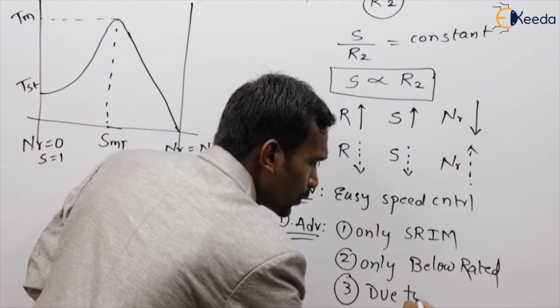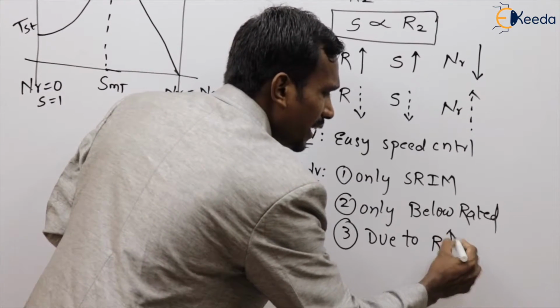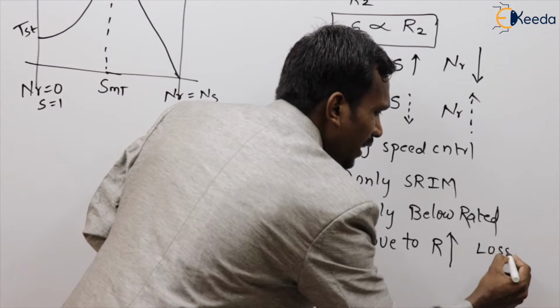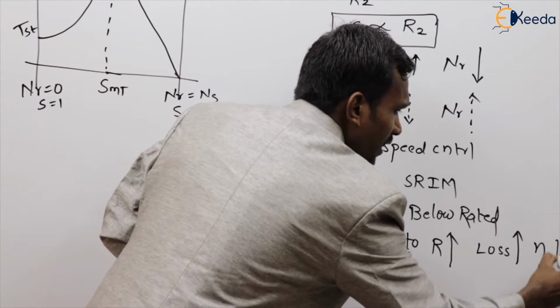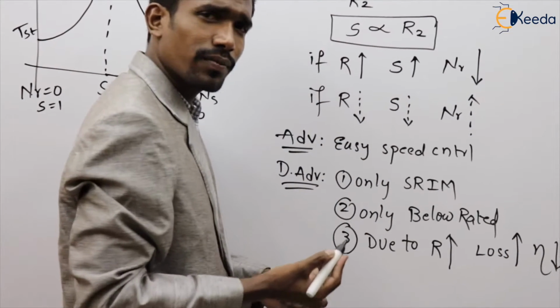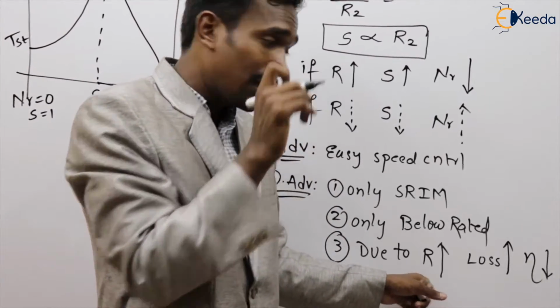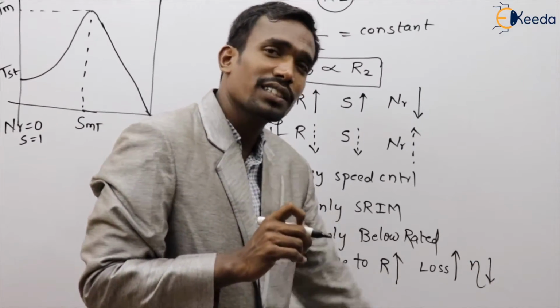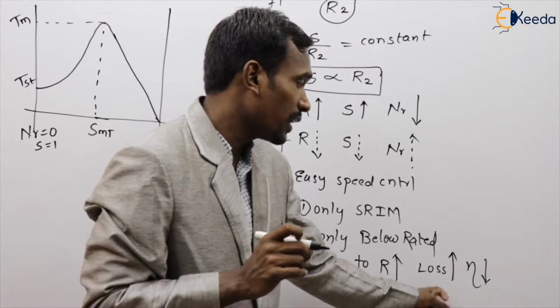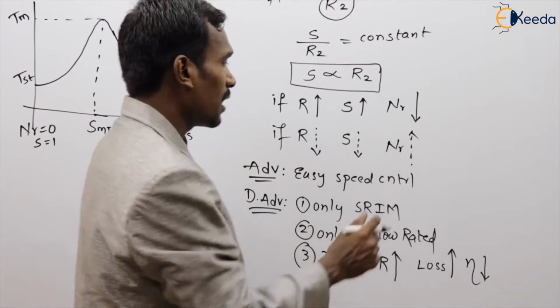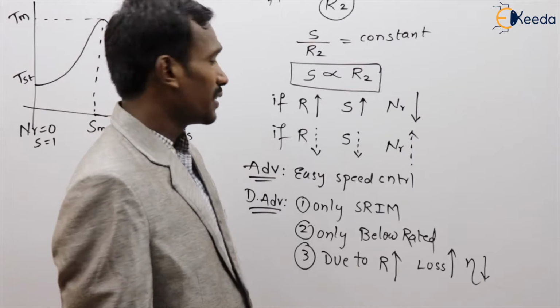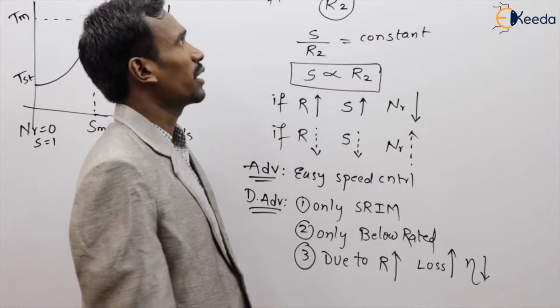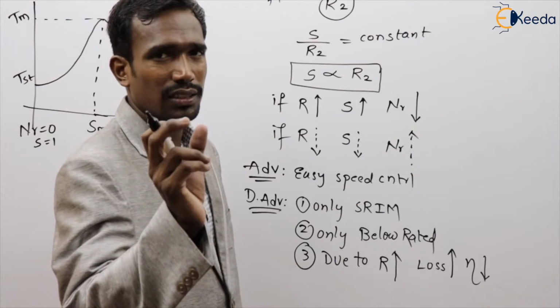due to high resistance, losses increase, efficiency decreases. This is the most important one. These are the advantages and disadvantages of rotor resistance.